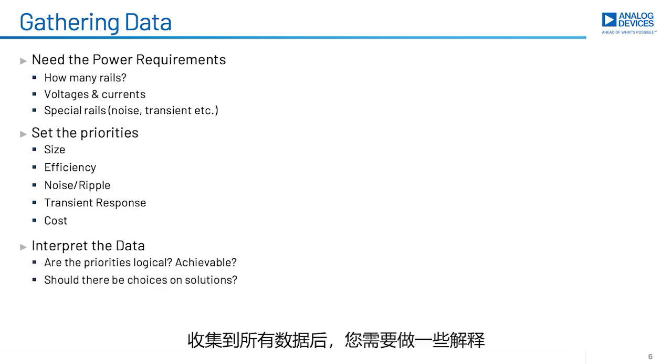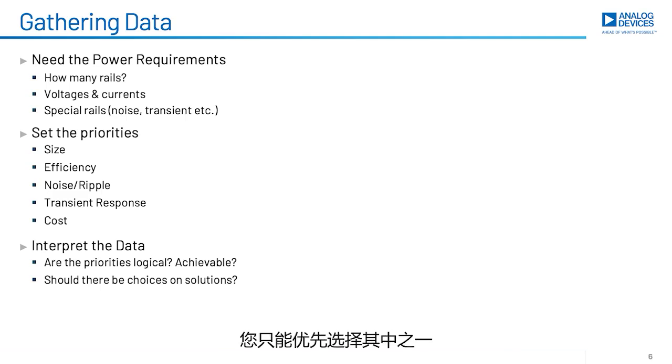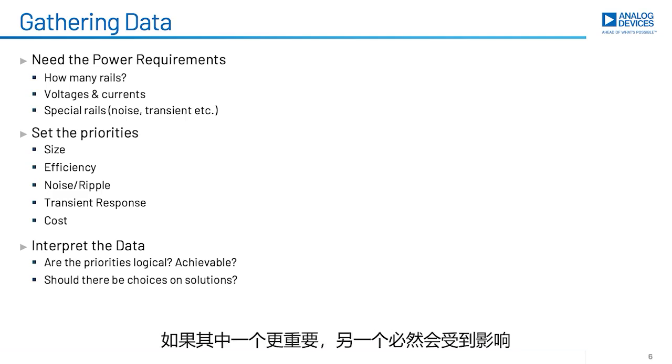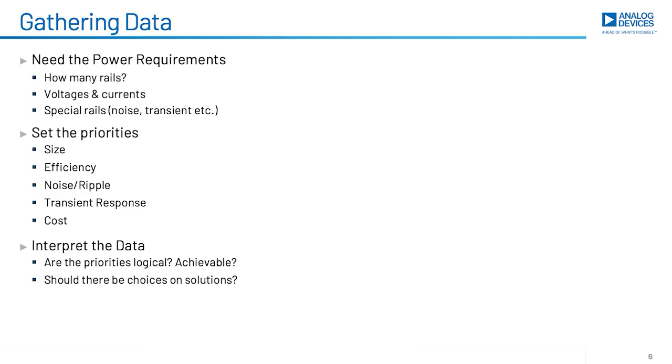Then after you gather all this data, you need to do a little interpretation. Are the priorities logical? Are they achievable? If I want a 98% efficient power regulator and it's got to be really, really cheap, well, those are sort of mutually exclusive, so they're not really achievable at the same time. You can have one or the other, and depending on which is more important, the other one's going to suffer.